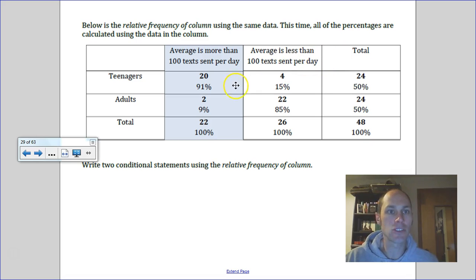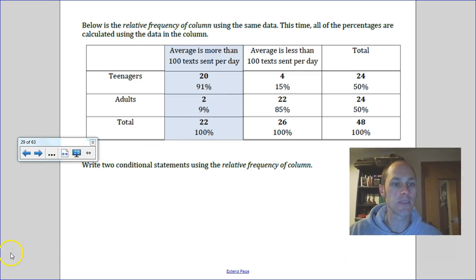This time all the percentages are calculated using the data column. So of the people who send more than 100 texts per day, what percentage are teenagers and adults? So write two conditional statements based off of the column percentages. So pause the video now.